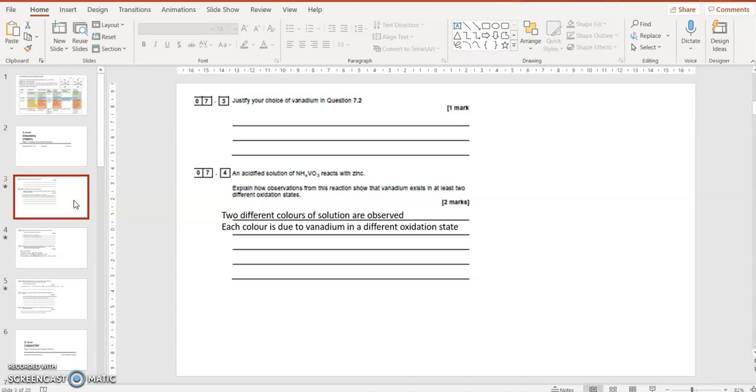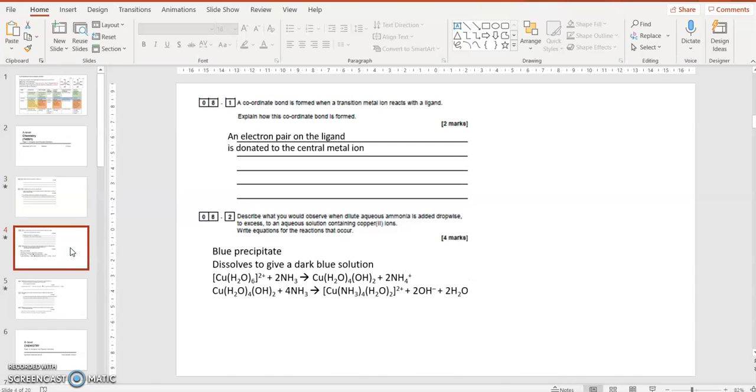But when they change oxidation state, then they absorb different wavelengths of visible light. So the two different colours are observed, which shows the vanadium has changed its oxidation state, or is in a different oxidation state for each coloured solution.